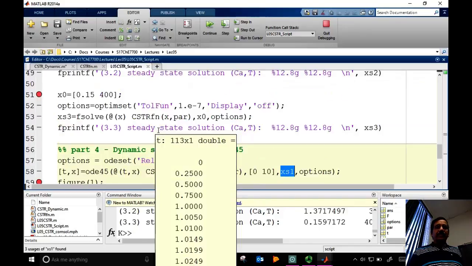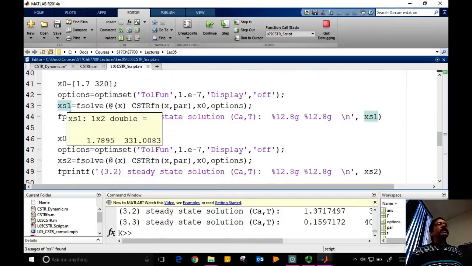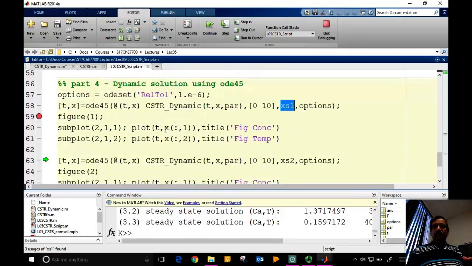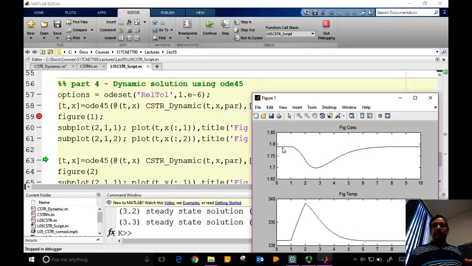But if you go back and look carefully at what I specified as my initial condition, what did I specify that as? XS1 is here, right? It is the converged result for the first steady state. Right? I gave the converged result as the first steady state as the initial condition. Okay? And so the graph makes sense because things didn't change. It was already the steady state. Right? So it was going steady, constant for a while.